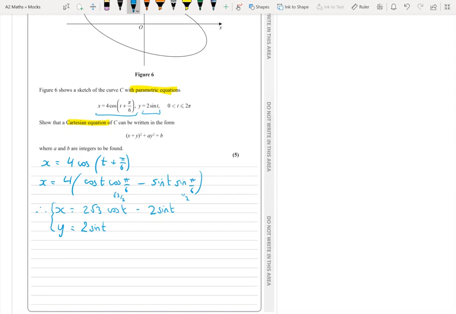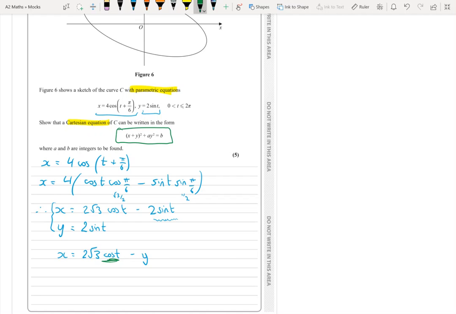Now notice at the end of the x function, we've got 2 sine t here, which is just y. So x is 2 root 3 cos t minus y. We can do that substitution directly, and it's only the cos t now which causes the problems. There's a few different ways you can do the algebra from here on, but we're going to take a bit of inspiration from the form of the answer.